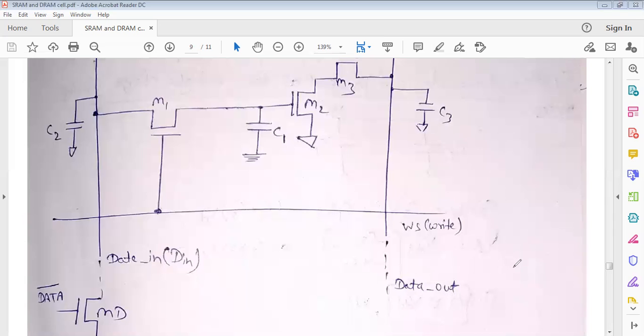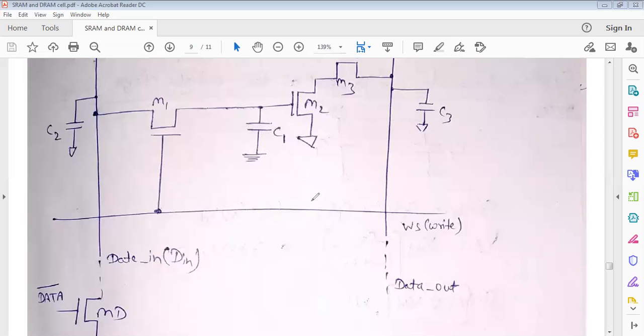The value of VA will come out to be C2 upon C1 plus C2 multiplied by VDD. As you know, the capacitance of this data line, C2, is very much higher than C1. So if you put it here, VA will be approximately equal to VDD. So C1 will be charged up to voltage VDD, and that is analogous to logic 1. So this is how you can write 1 in this 3T DRAM cell.